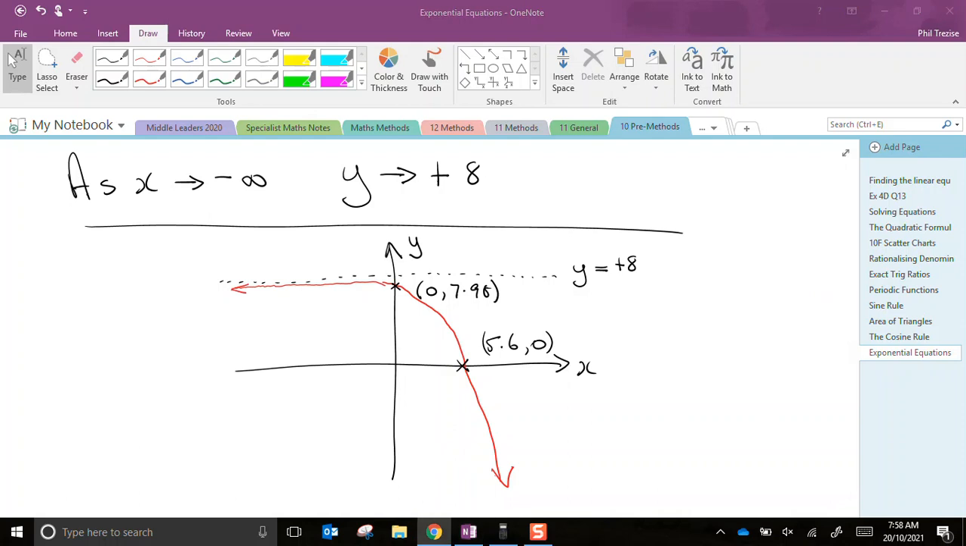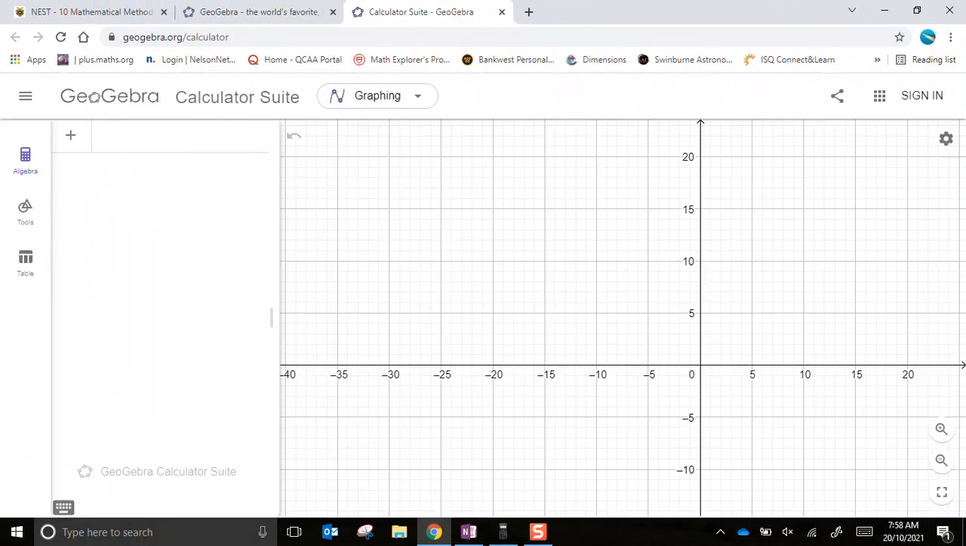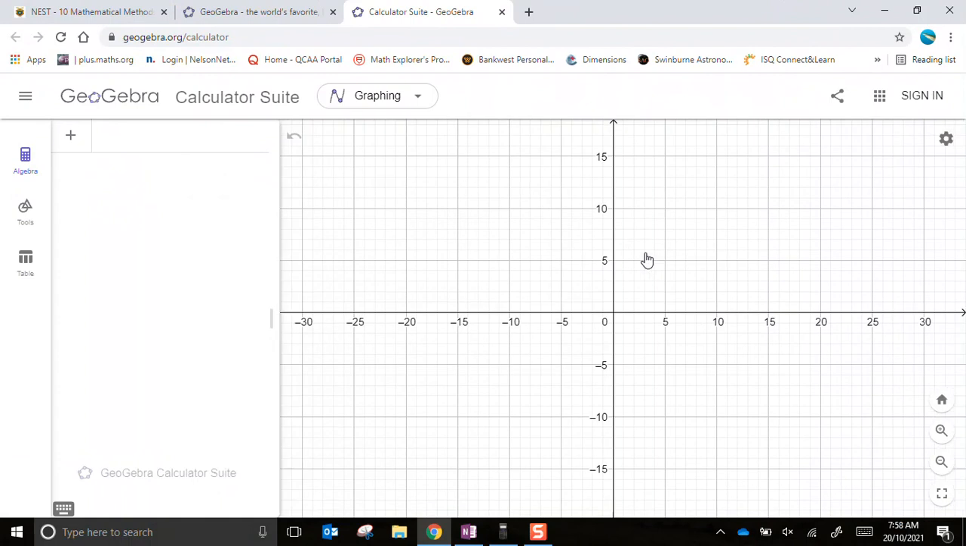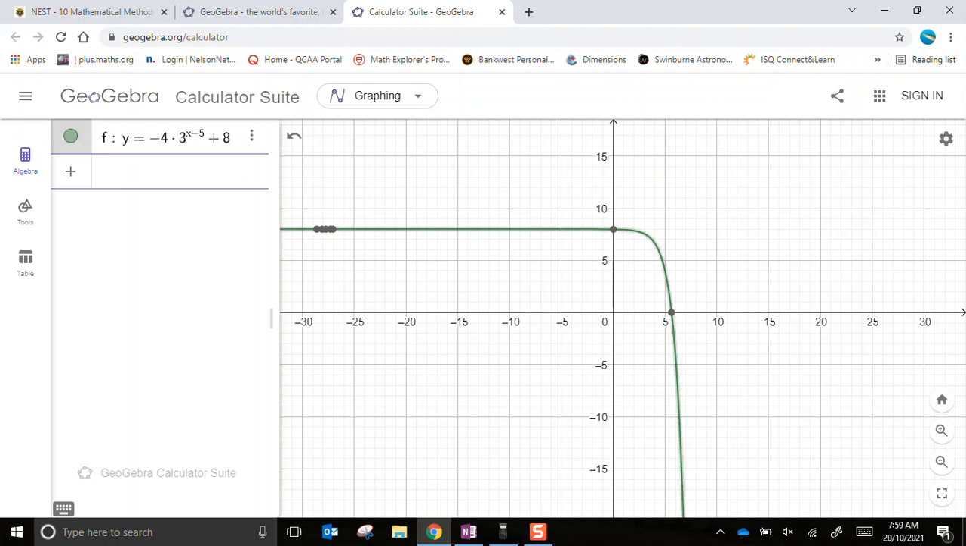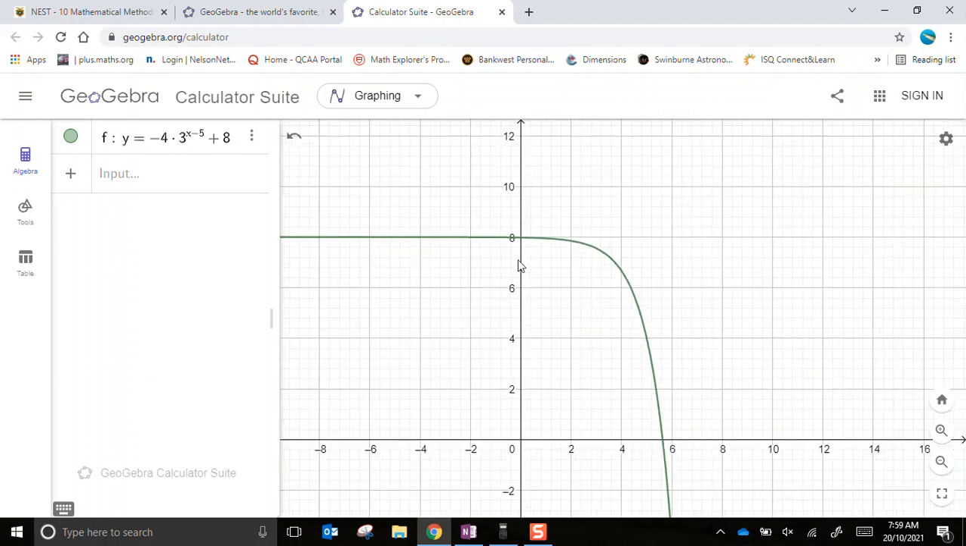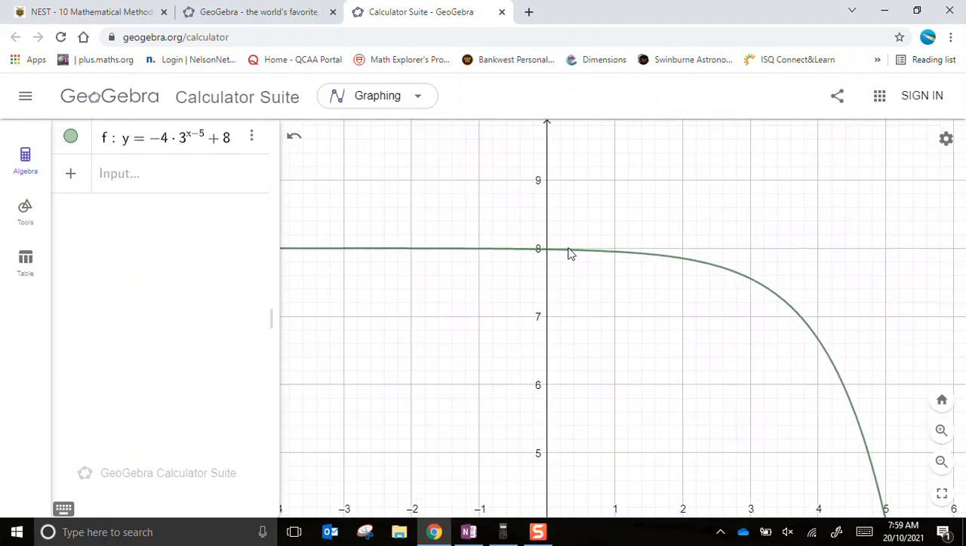Now the very final thing I would like to do would be to just confirm what I thought by popping this into the online graphing app Geogebra. So negative 4 multiplied by 3 to the power of x take 5 plus 8. There we go. Not too sure why there are dots there. But as I come across here, if I click on the function, there it is.